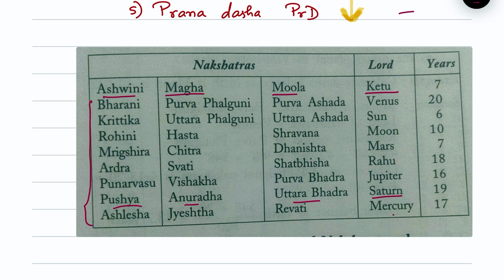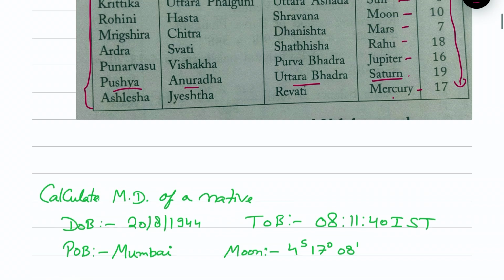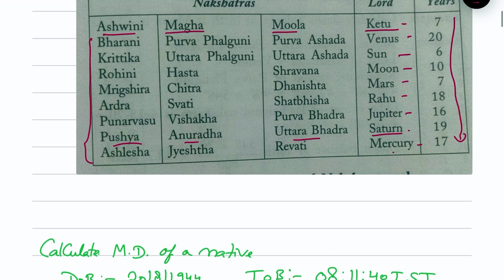Whatever is your birth Mahadasha, the planet next to it in this sequence will follow. For example, somebody is born in Saturn Mahadasha, so after completing Saturn Mahadasha, next will be Mercury, then Ketu, Venus. Somebody is born in Sun Mahadasha, then next will be Moon, Mars, Rahu, Jupiter, Saturn, Mercury, Ketu, then Venus. So let's do the calculation.